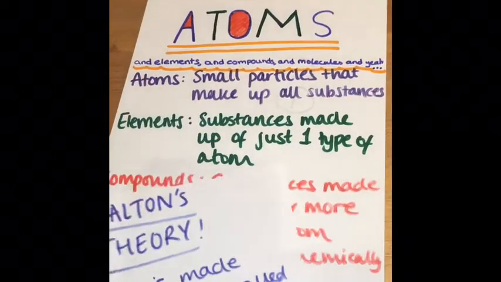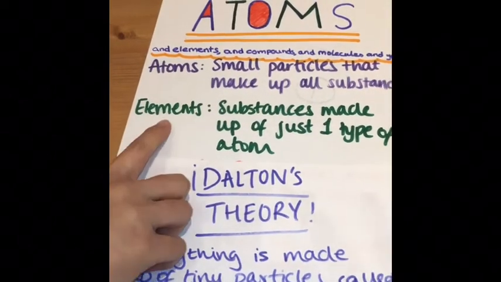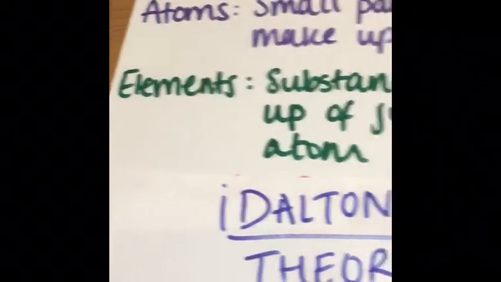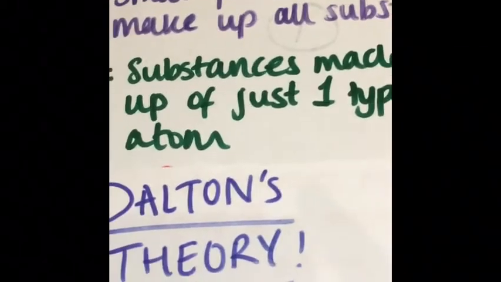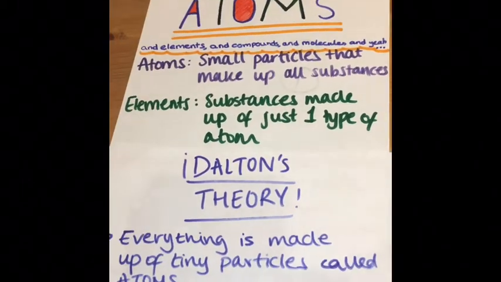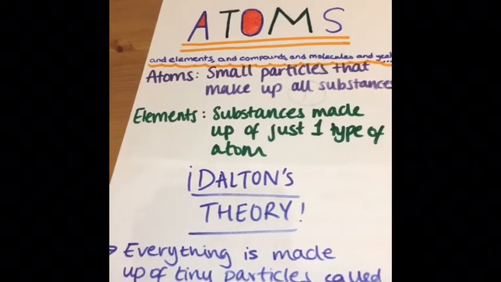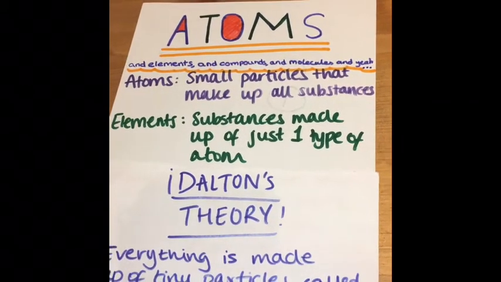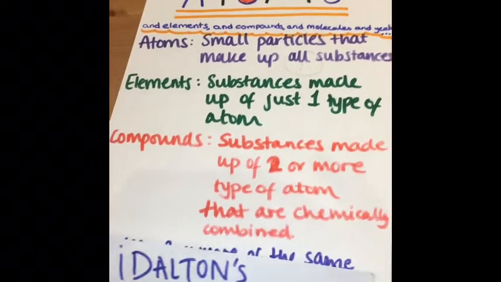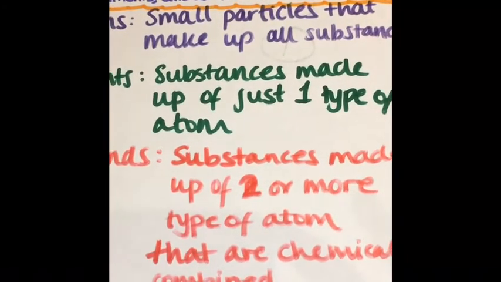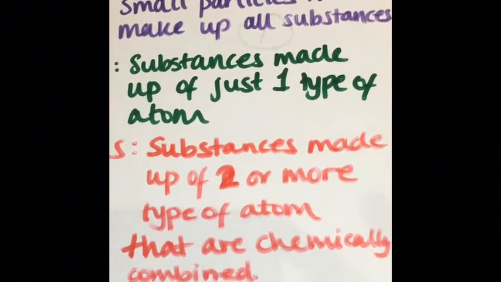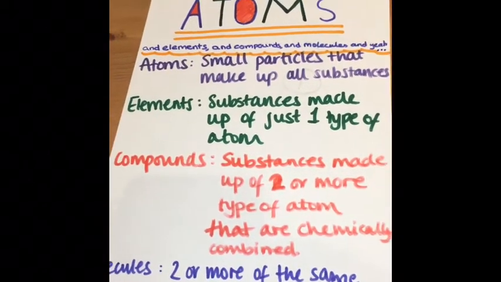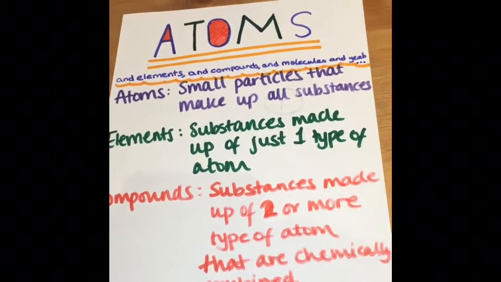So atoms can form elements, because substances that are made up of just one type of atom are called elements. And if you have different types of atoms, well, Dalton knew that they can form a compound. A compound is a substance that's made up of 2 or more different types of atom, but they have to be chemically combined. Okay, this is the important bit: chemically combined.